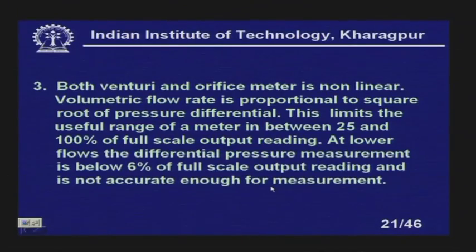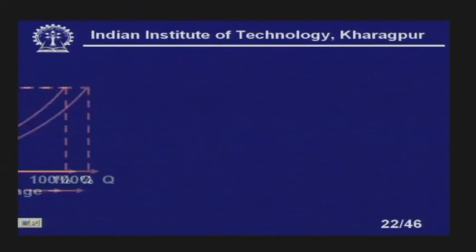Now, both venturi and orifice meters are non-linear, that is most important. You see, volumetric flow rate is proportional to the square root of the pressure differential, right. So, this limits the useful range of a meter to between 25 and 100% of full scale output reading. At lower flows, the differential pressure measurement is below 6% of full scale output reading and is not accurate enough for the measurement.